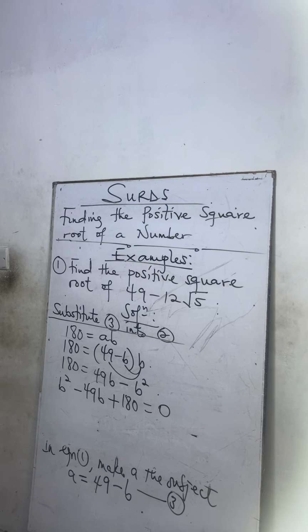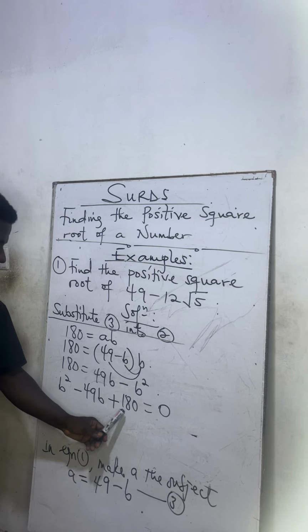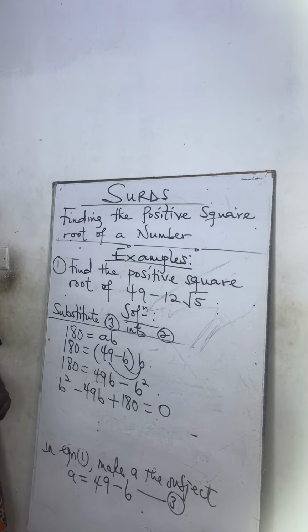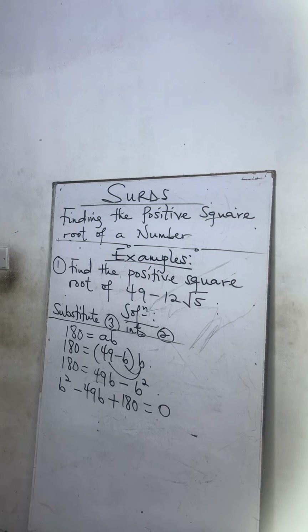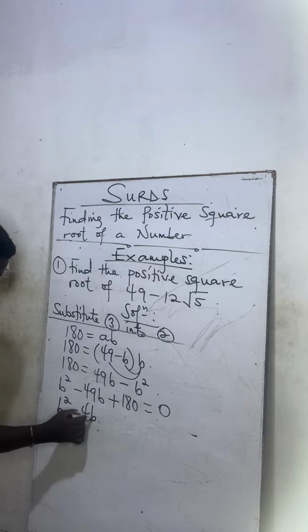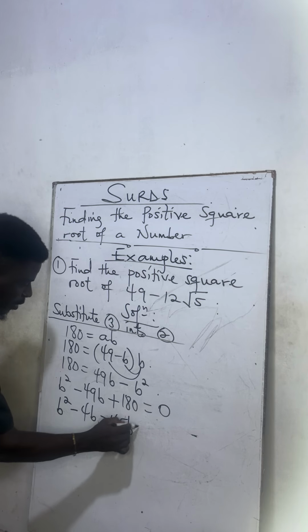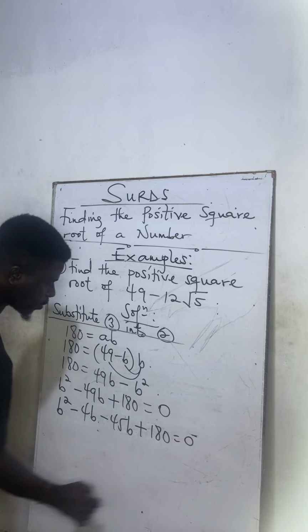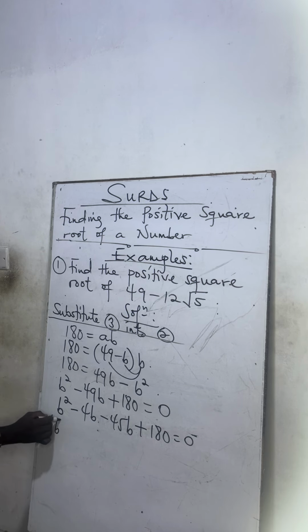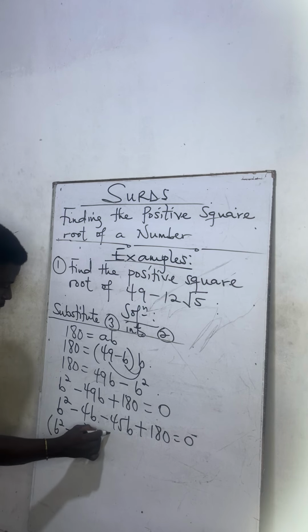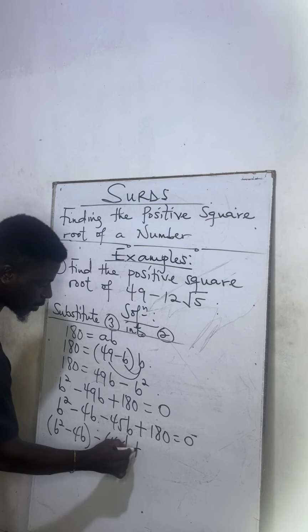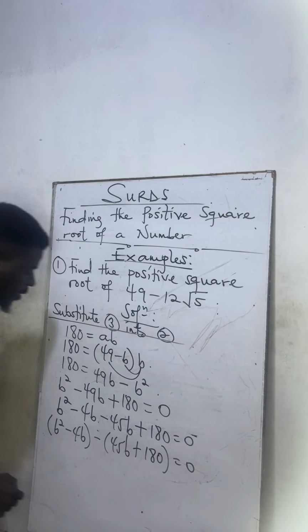So what we have: we get two numbers that, when you multiply, you get 180, but when you add, you get negative 49. All right, so we have 4 and 45, which gives b squared minus 4b minus 45b plus 180 equals 0. Now we put that in brackets: b squared minus 4b minus 45b plus 180 equals 0.